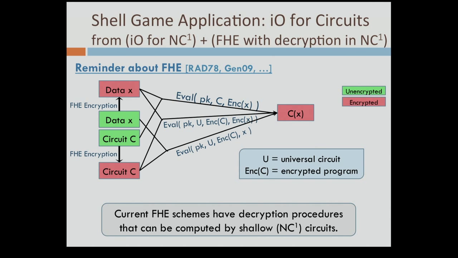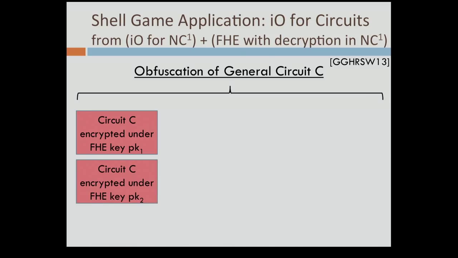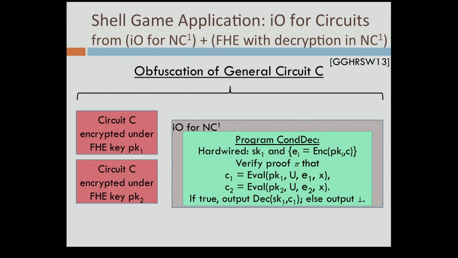Okay, so this is one of the promises that I have to fulfill for Amit, of describing how you bootstrap I/O for NC1 circuits to I/O for general circuits. So this is what we're doing here. Current FHE schemes have decryption algorithms that are in NC1. Here I'll describe to you what the obfuscation of the general circuit is going to be. So I have some general circuit C. What I'm going to do is, first of all, encrypt C under FHE public key PK1. I'm going to encrypt it again under PK2. And then I'm going to provide a gnarly obfuscation, which is sort of a conditional decryption algorithm.